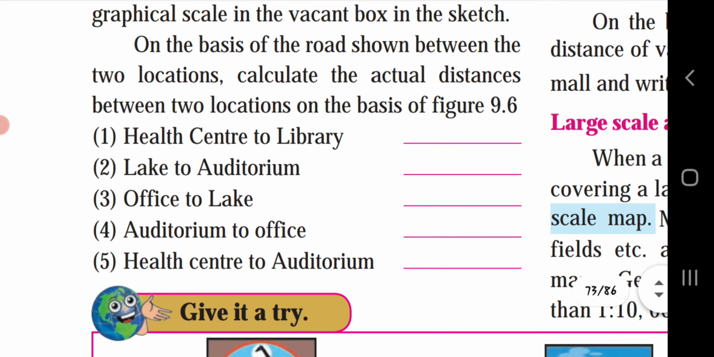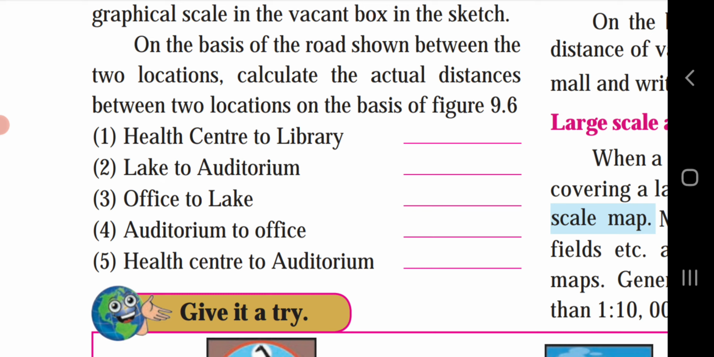Health center to library. Find out the distance between the health center and library. Lake to auditorium, office to lake, auditorium to office, health center to auditorium. So you will see the distance between the health center and library, it will be 5.5 plus 6.5, that is equal to 12 centimeter. So the actual distance is 12 into 0.1, that is 1.2 kilometer.